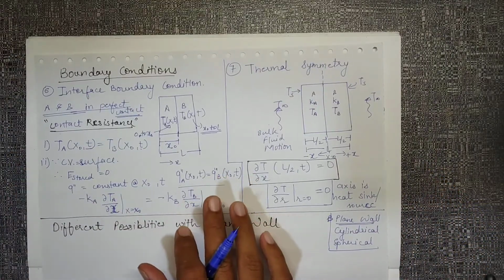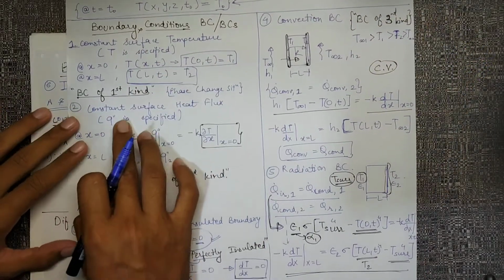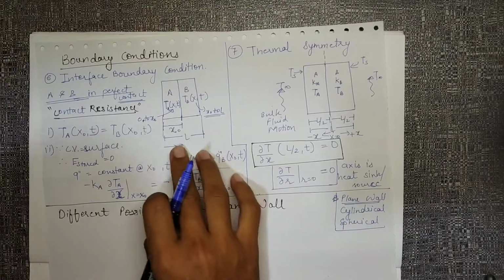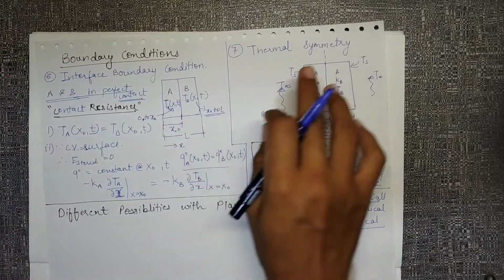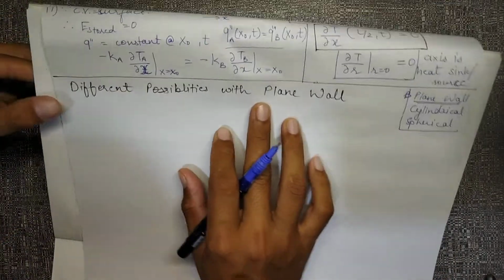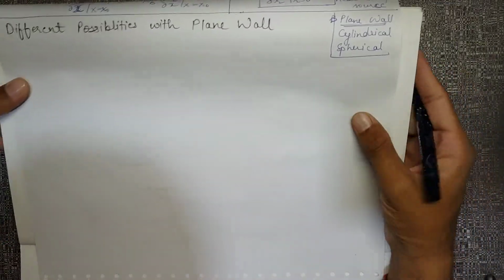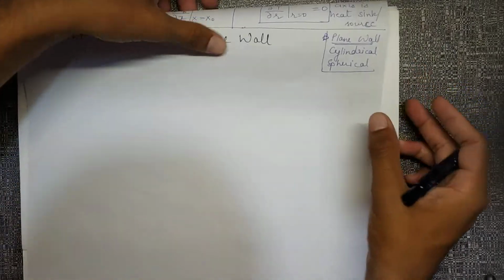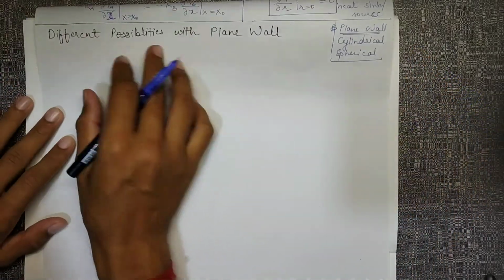The various boundary conditions which I have explained were: the constant surface temperature, constant surface heat flux, adiabatic, convection, radiation, interface boundary condition, and thermal symmetry. So there could be multiple possibilities and combinations of these with a plane wall. Let's look at some of the possibilities.